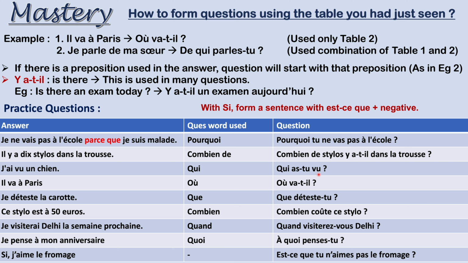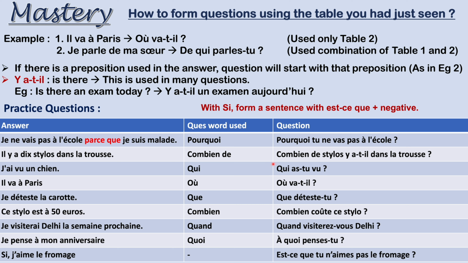So, whom did you see? Or whom you saw? So, whom is qui. You saw. For "you" I have used tu. For "saw", it is in the passé composé, so it will be "as vu", and with the inversion it will be Qui as-tu vu? Qui as-tu vu?